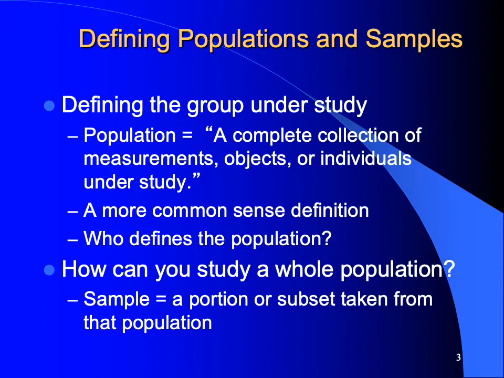Okay. So since you can't study a whole population, the researcher defines the population she wishes to study. In this case, let's pretend it's U.S. voters. And this is an intellectual act. You, as the researcher, decide who it is you wish to study.